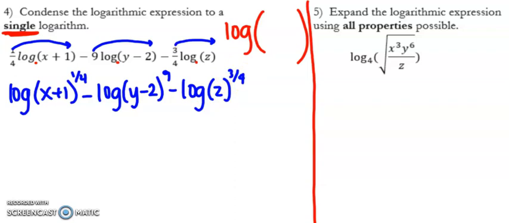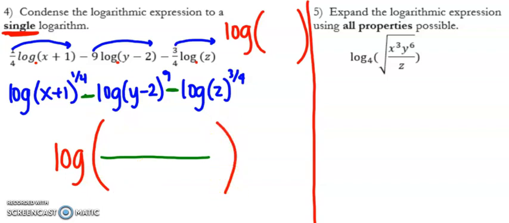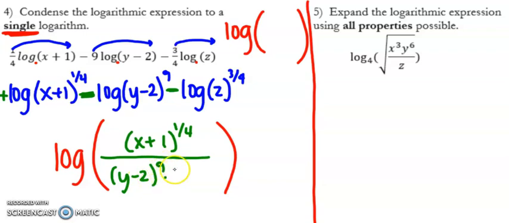Next thing that I want to look at is, do I have things separated by addition or subtraction? Well, in this case, I've got 2 subtractions. Subtraction turns into division for us. So I'm still going to have that single logarithm. In the numerator, I had a positive x plus 1 to the 1/4. The denominator is what I get from my negative terms. So this will be y minus 2 to the 9th times z to the 3/4.